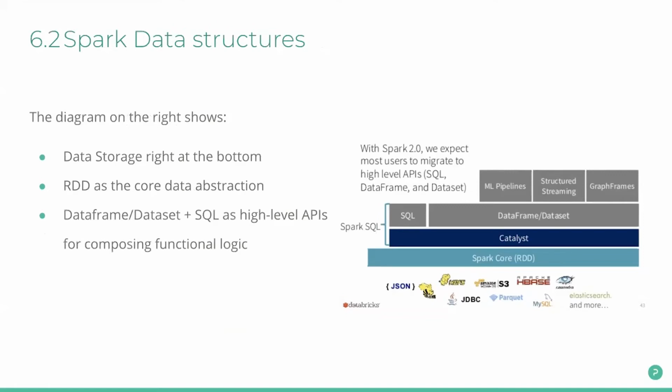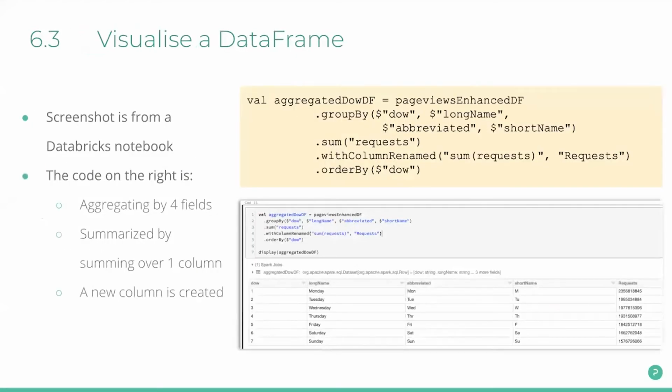On the diagram on the right, at the bottom are different storage types. You've got JSON, you've got different types of databases, you've got different storage formats. The layer on top of that is the core data abstraction, which is RDDs. And the layers above that are the higher level APIs, which are the Dataframe, SQL, and Dataset APIs. Okay, cool. So I've just tried to give you an idea of how these things layer up. Let's jump right into something else now.